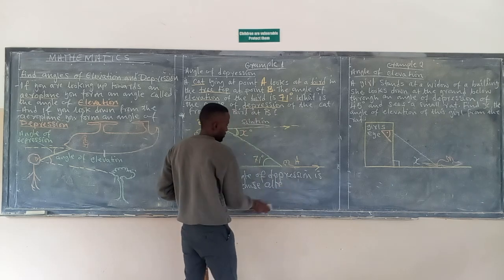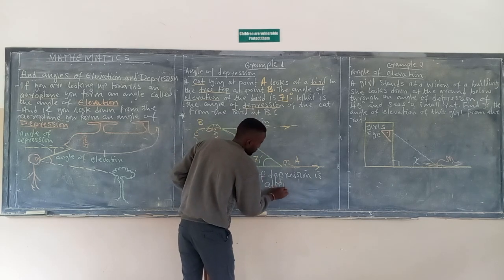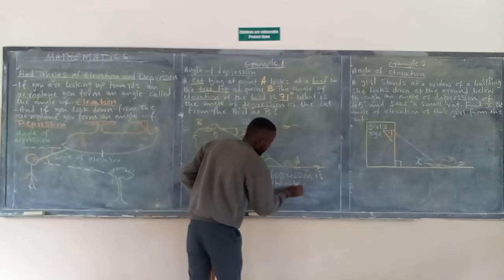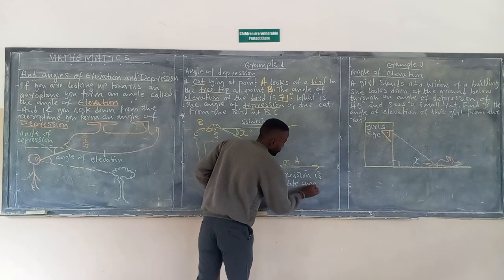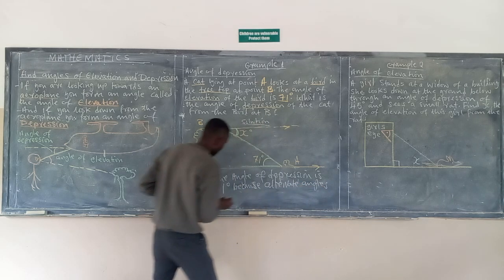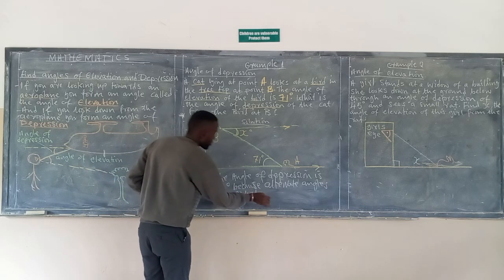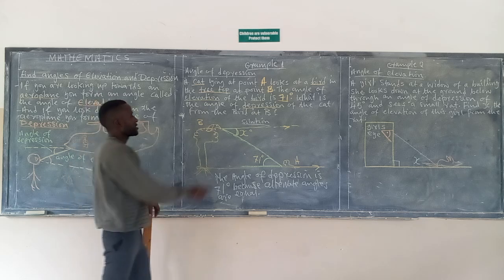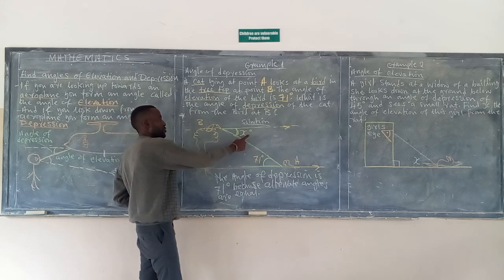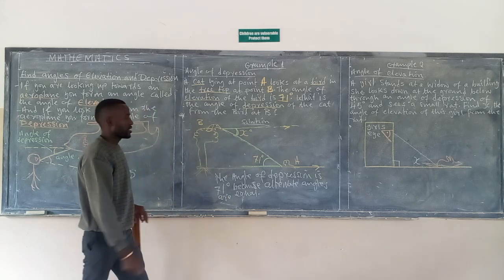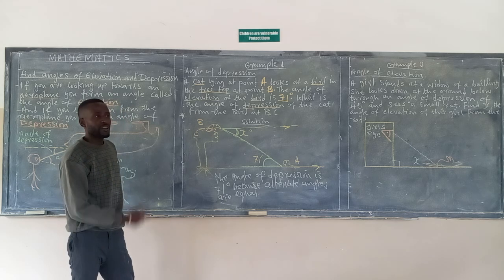Because alternate angles are equal. Look at this. This is alternate to this one. So these angles, they are equal without any question. So this is how you answer this question.